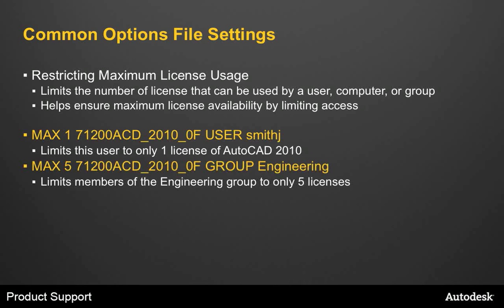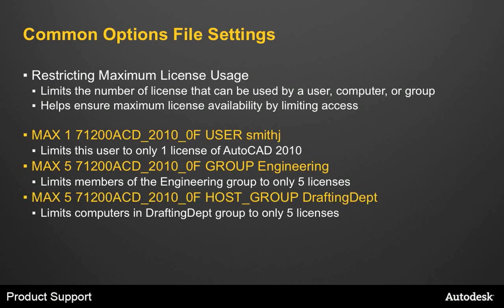This example limits members of the engineering group to only 5 licenses. And here we limit the computers in the drafting department group to only 5 licenses. By now you can probably see how the use of groups and host groups makes it easier to manage access to your licenses. You can include license usage.